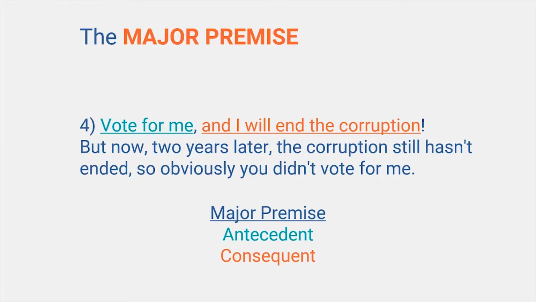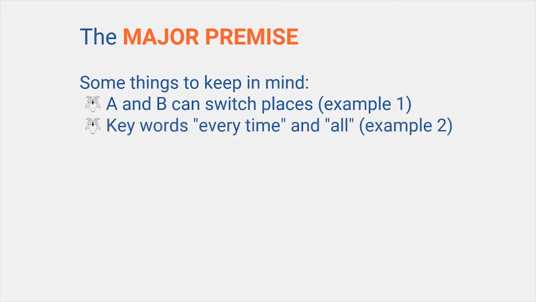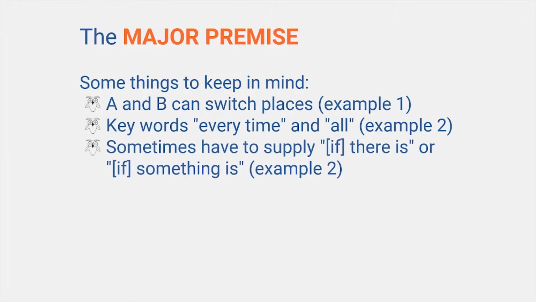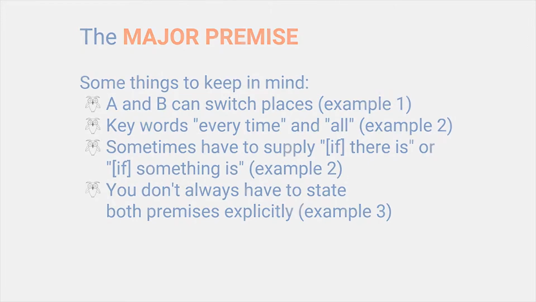Now there are a few things to keep in mind here, when you look for a major premise in a text. First of all, English allows for A and B to switch places, like in example 1. 2. Key words like every time, example 1, or all, example 2, are helpful, but they are not necessarily always there. 3. When writing out your premise, you sometimes have to supply if there is, or if something is. See example 2. In everyday speech, you don't always have to state both premises explicitly. For example, example 3.